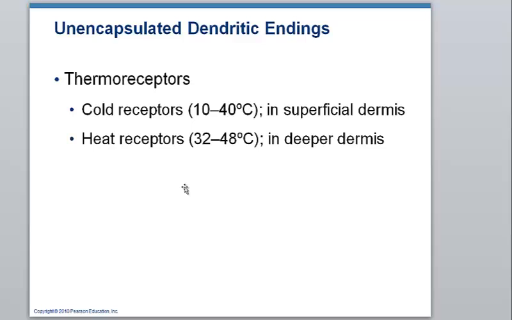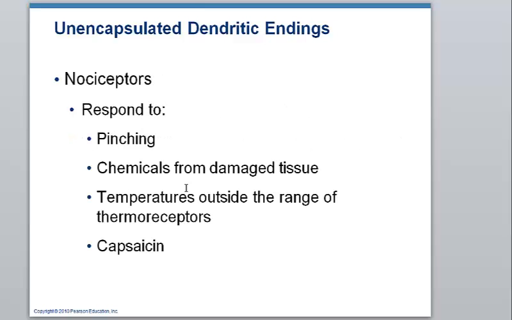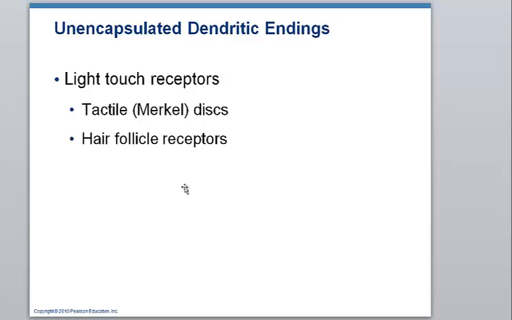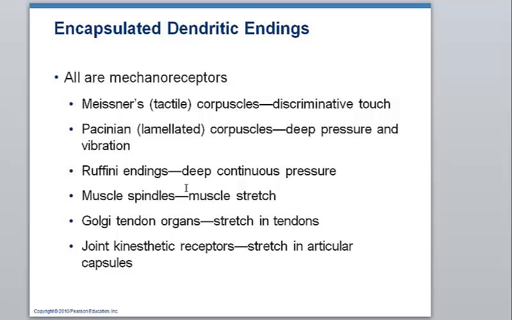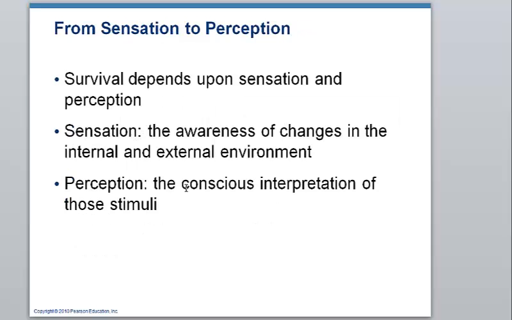Unencapsulated will be your thermoreceptors for heat and cold, nociceptors for pain, and your touch receptors: tactile or Merkel, and hair follicles. Encapsulated includes your Meissner's, Pacinian, Ruffini, muscle spindles, Golgi tendon, and joint kinesthetic receptor. Again, you don't have to go into detail, just briefly list all of them. That should be enough. All right, now let's go on to what happens after the receptors receive the sensation.